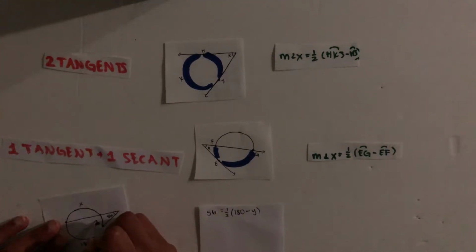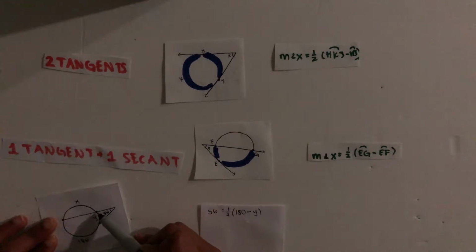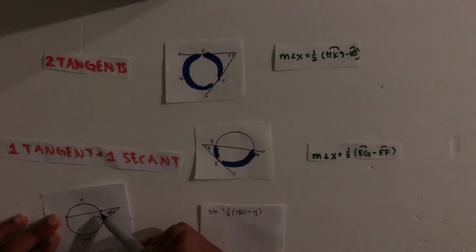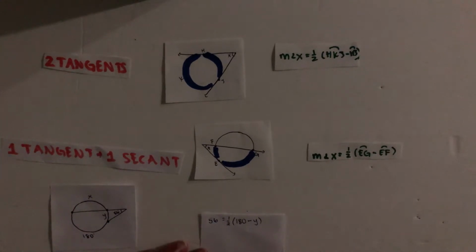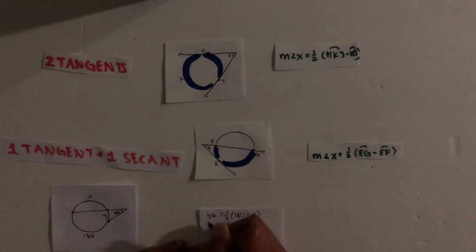The y is right here. That's the other arc that we are given. And we can write in y to make solving the equation a little bit easier. So now that we have that, it's time to solve. We can multiply the 1/2 by keep, change, flip, and multiply it by the 56 to get 112.